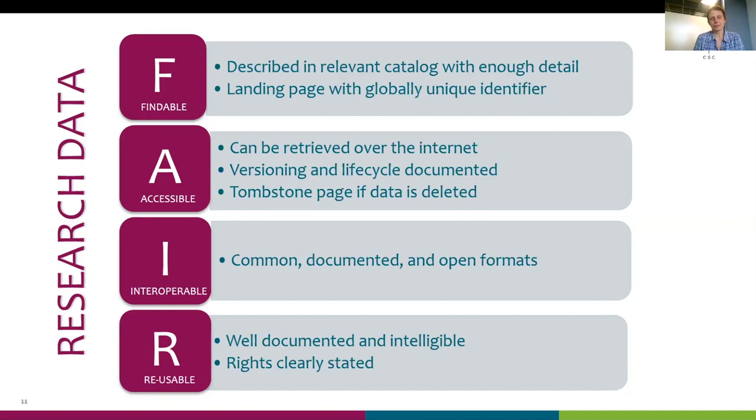F stands for findable, so that means that the data should be described in a relevant catalog with enough detail, and you should also have a landing page with a globally unique identifier, otherwise you can't really find and cite the data. If you don't have the landing page with the metadata, it simply can't qualify as research data at all. Then the A stands for accessible, which means that the data set can be retrieved over the internet.